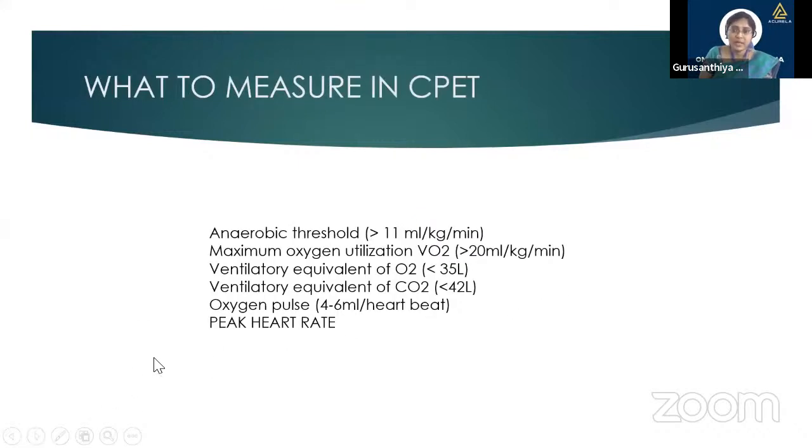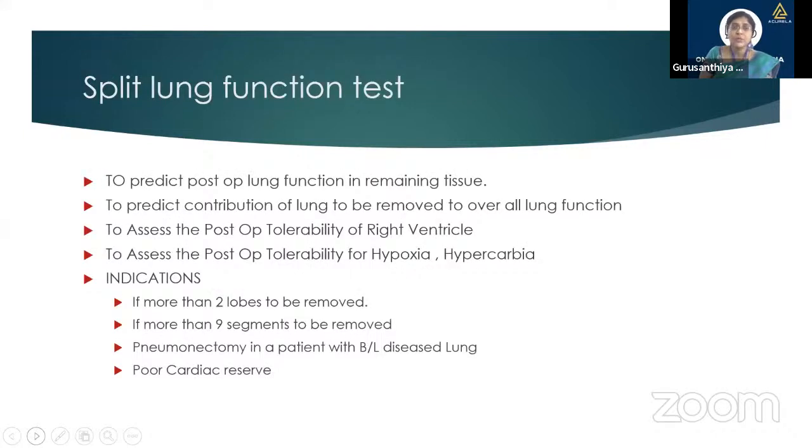Cardiopulmonary exercise testing is another cardiopulmonary interaction test in which we measure the anaerobic threshold, maximum oxygen utilization, ventilatory equivalent of oxygen and carbon dioxide, and the peak heart rate. As for the split lung tests, I'm not going to go into detail. They are not done as routine practice.